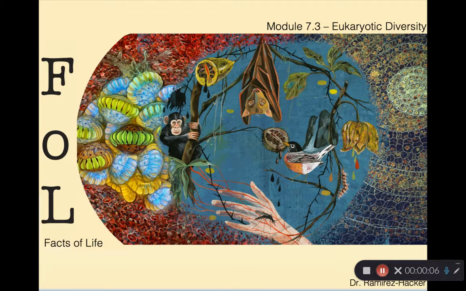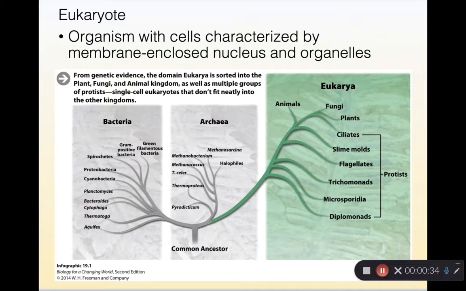So, in our last module, module 7.2, we discussed the diversity of animals and how we classify and categorize different types of animals as ecologists and evolutionary biologists. So, today we're going to be covering the other important clades in the family Eukarya. And specifically, we're going to be looking at protists and fungi.